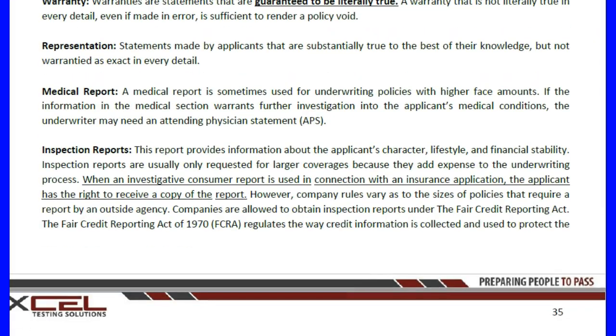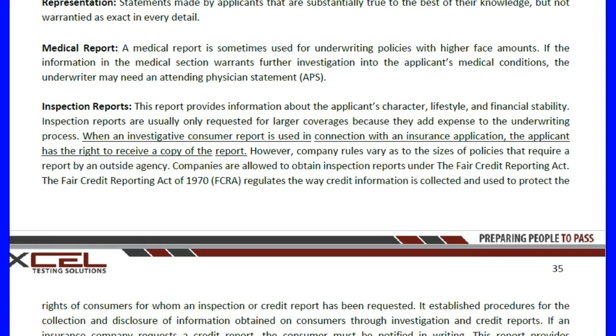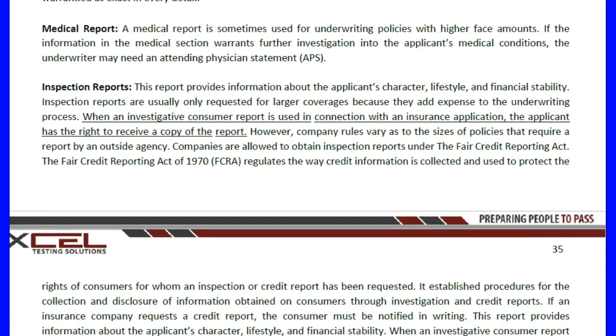Medical report. A medical report is sometimes used for underwriting policies for higher face amounts. If information in the medical section warrants further investigation into the applicant's medical conditions, then the underwriter may need an attending physician statement, APS.